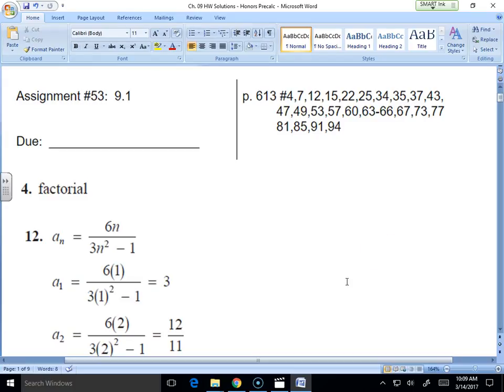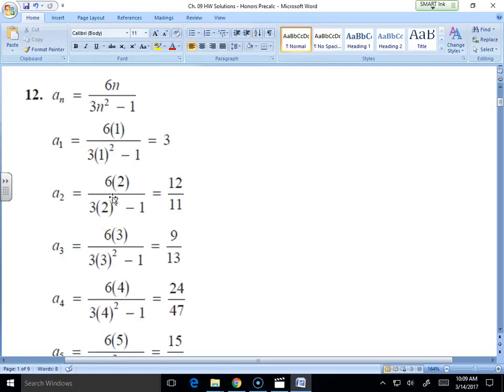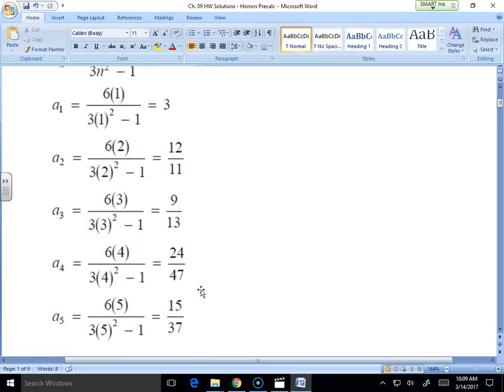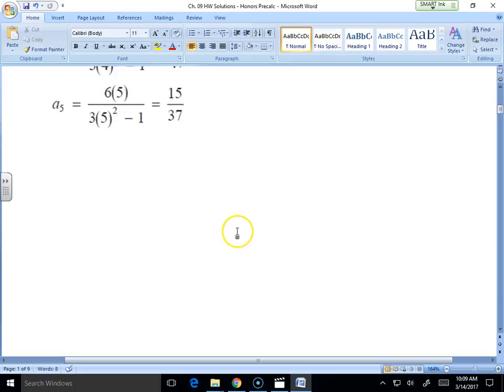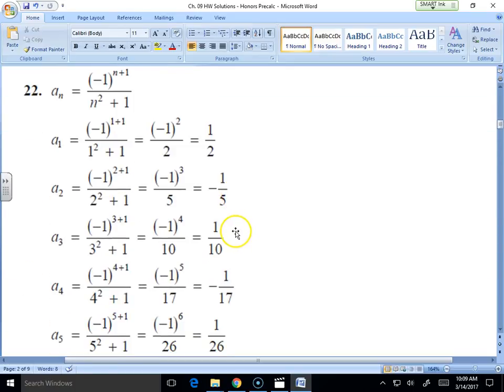All right, so number 4 is factorial. Number 12. Wait, we gotta be checking. Number 4 is factorial. Number 12 is first term 3, then 12/11, 9/13, 24/47. I'll just let you guys look at them. Yes. We got it? Yeah. Check. You've been giving people time to even look at it. Okay, so 1/2, negative 1/2, negative 1/5, 1/10, negative 1/17, 1/26.